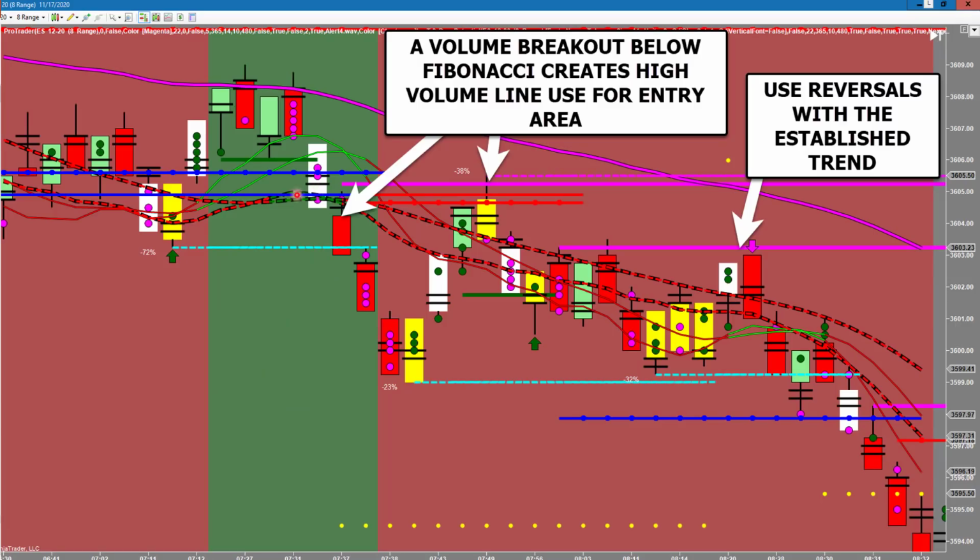Now, when we look at fibs, just in general, when we get a breakout of fib support, a lot of times the high volume line will be in line with that breakout of support. What we're going to use is the fibs and this high volume line as an entry area, entering on the way up into that area, anticipating the market to go down.